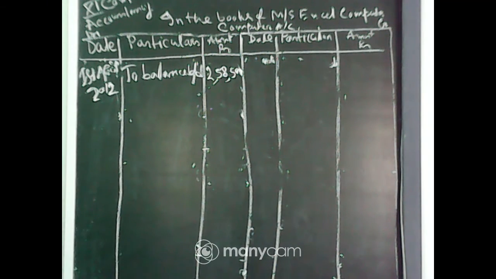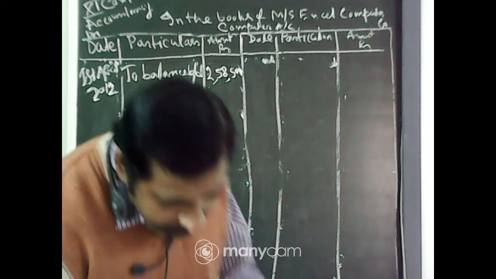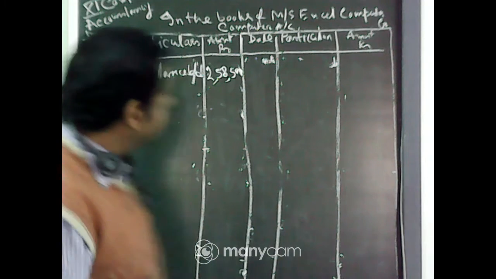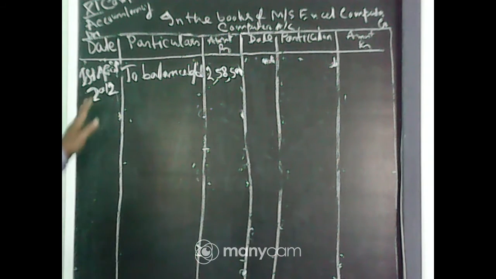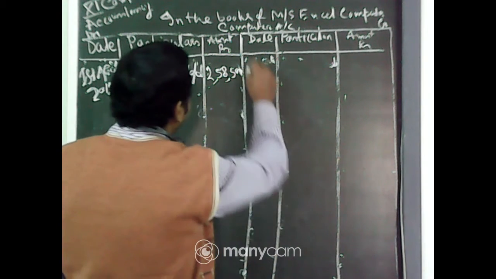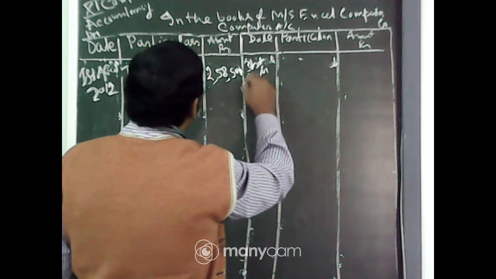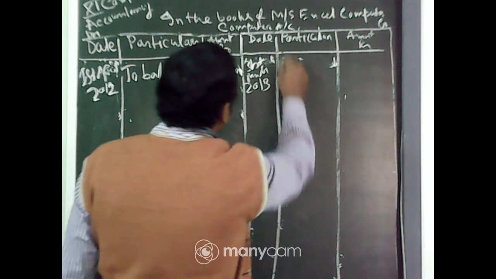And in that year, that is 12-13, you again see there is nothing said. There is no transaction that happened in the year 2012 and 13. So again we come to the last, that is 31st March 2013. Again we charge the same depreciation.